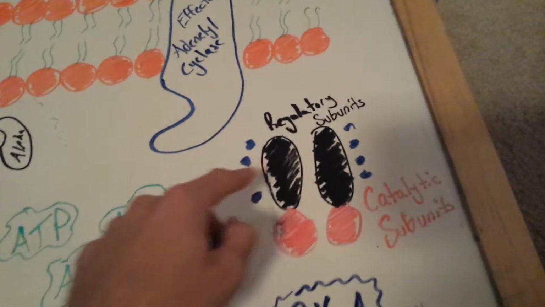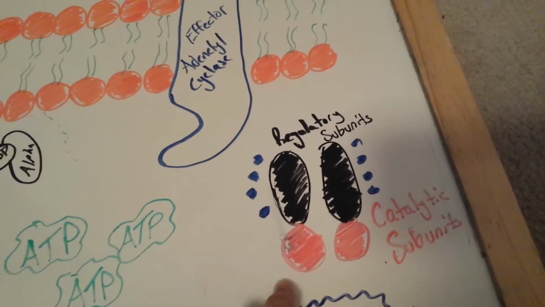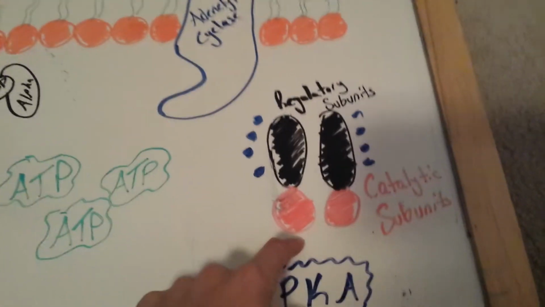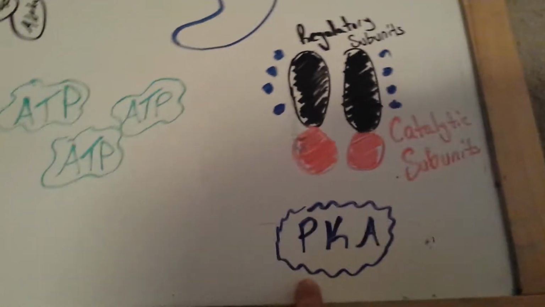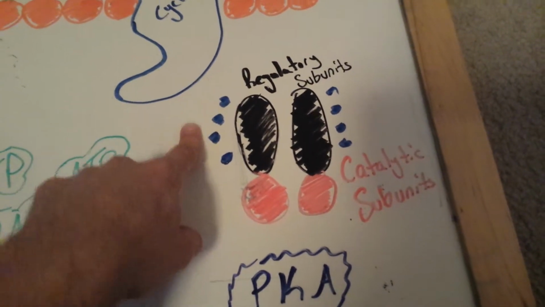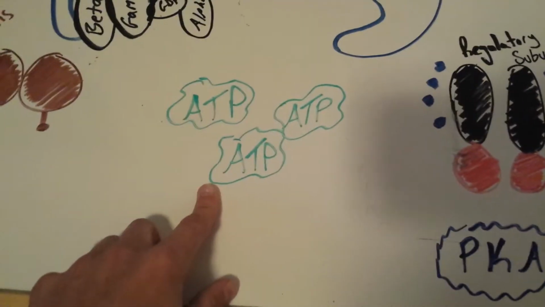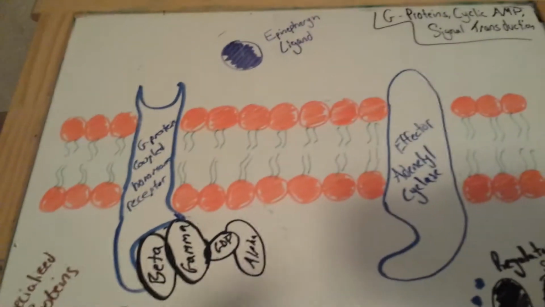We have regulatory subunits, which are these black ones. We have catalytic subunits, these red ones. And together these make PKA, which is protein kinase A. And then these little blue dots are cAMP. We'll get into that. We have ATP, which is the energy of the cell. And lastly, specialized proteins. Alright, so how do all these work together?